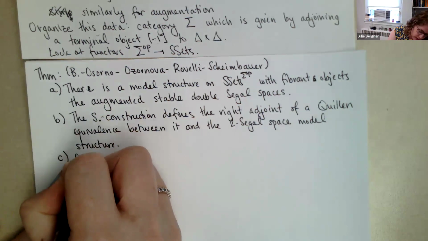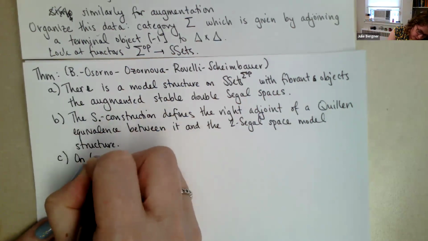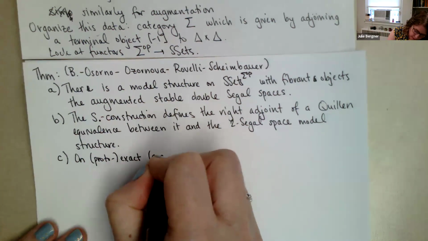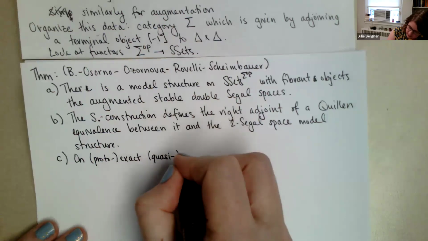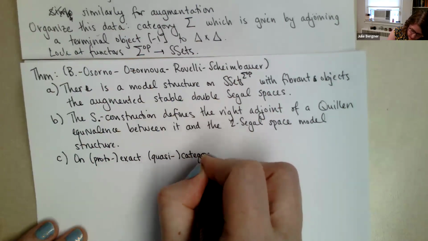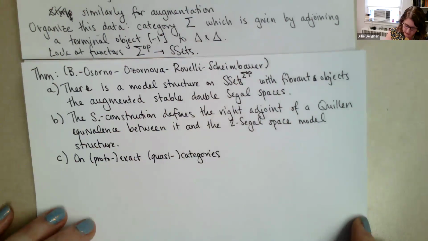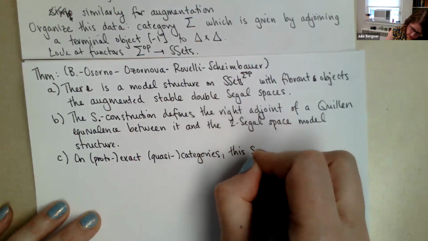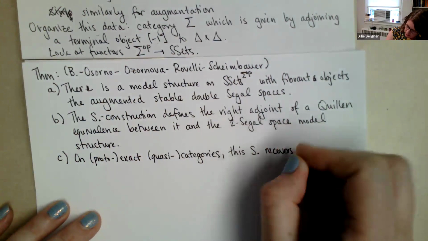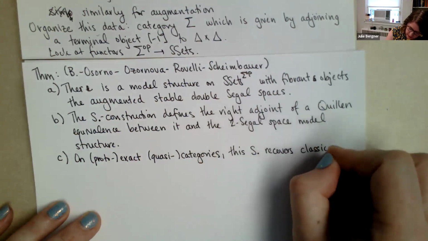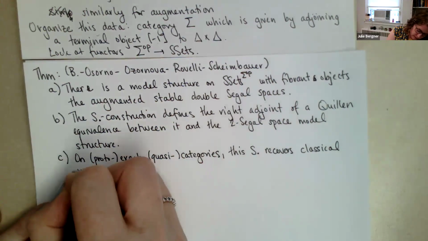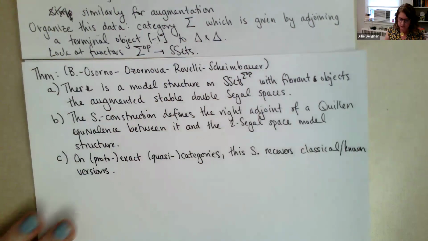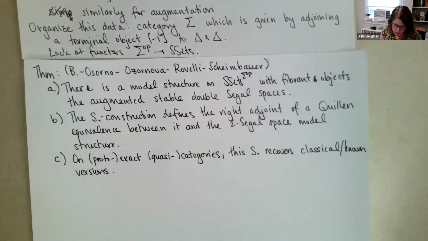And so on exact categories or proto-exact categories, or the quasi-categorical version of these, stable quasi-categories, lots of these things that we really like to take S dot of, this S dot recovers the classical, some of them are not that classical, they're still pretty new, but classical or known versions, which is what we would hope for.